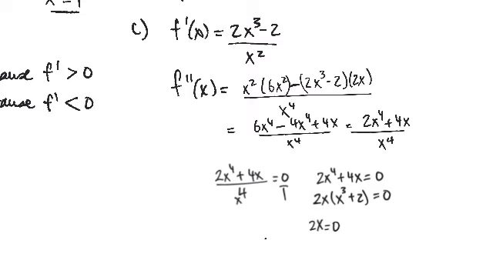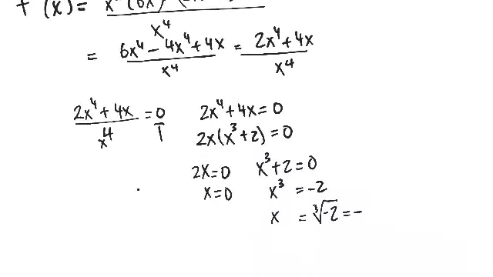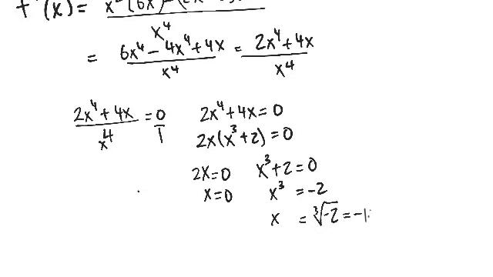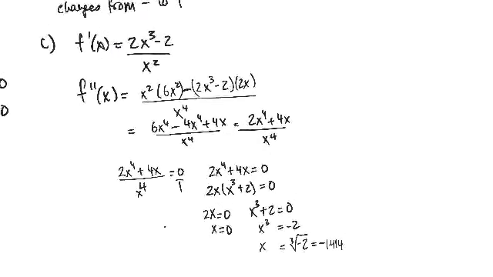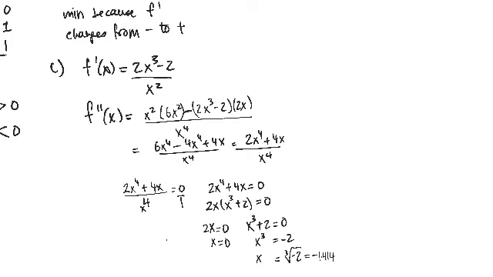One is by setting 2x equals 0, so we get x equals 0. The other is by setting x cubed plus 2 equals 0, x cubed equals negative 2. And this does have a solution because negative numbers do have cube roots. So this is going to come out to be, on your calculator, negative 1.414. The square root of 2 is about 1.414. And so when we do our f double prime number line, we're going to have x is equal to 0 and x is equal to negative 1.414.